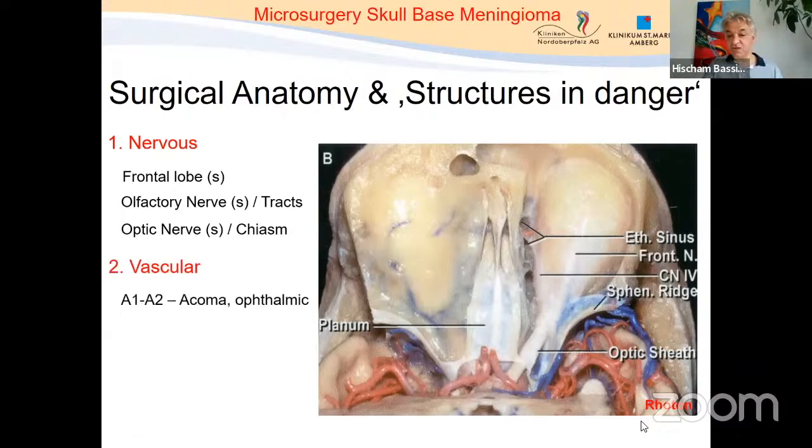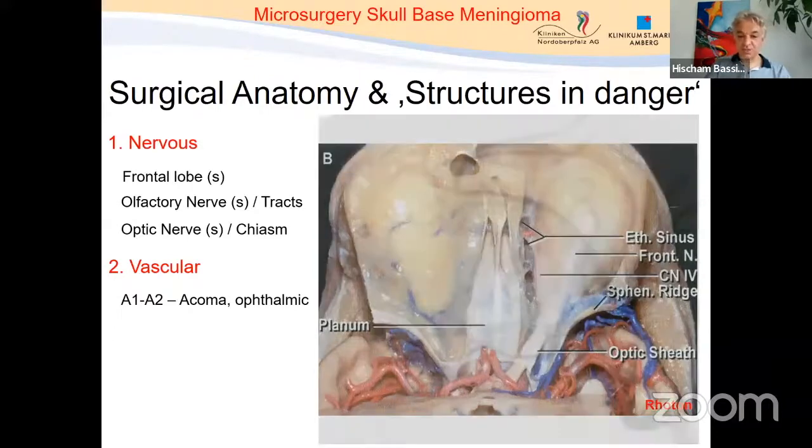Then the vascular structures you can see here are the anterior cerebral arteries, particularly the A1 and A2, and the anterior communicating complex. And also you have to take care about the ophthalmic artery, which was beautifully demonstrated by Salim in his presentation. And you have to take care not to injure these structures.